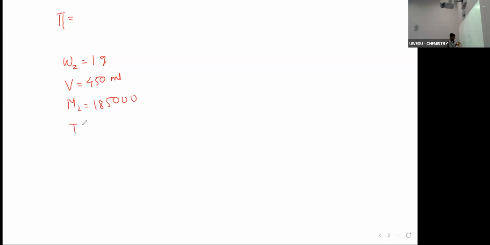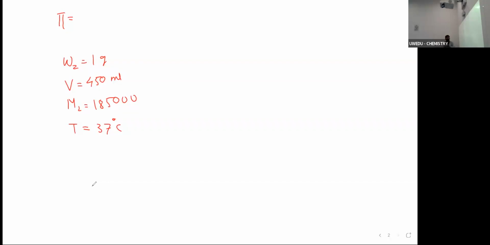The temperature is given as 37 degrees Celsius. And we have to find the osmotic pressure in Pascal, it is said. So the better way is to first find it in bar and then convert into Pascal. I'll tell that. First find out in bar. Don't use atmosphere, use bar.